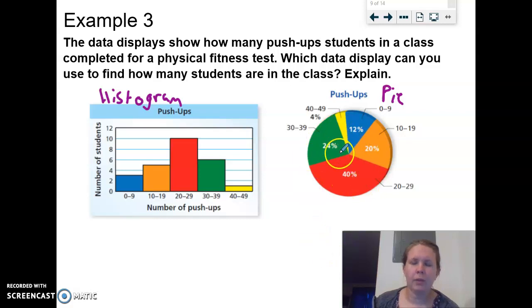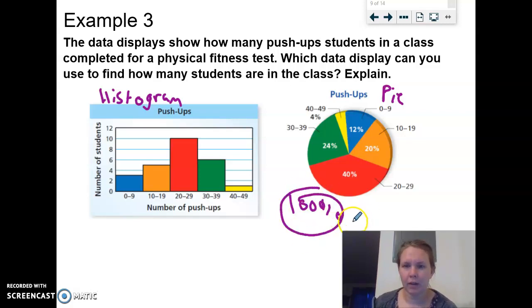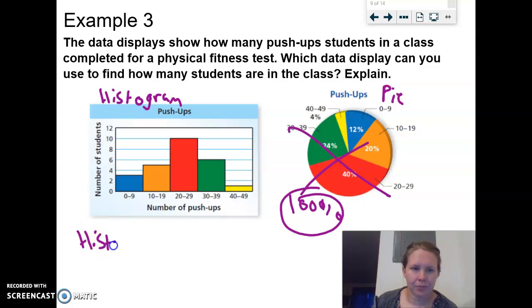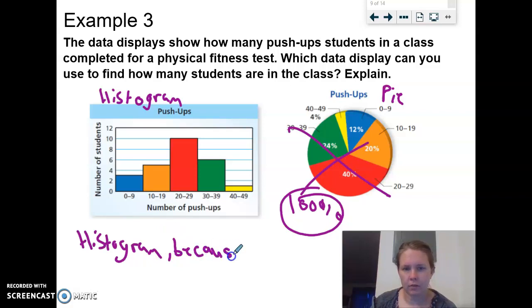A pie chart is great because, like I said, it uses percentages. But if you add all the percentages up, you're going to get 100%. That's out of the total. It's just a matter of how many people there are. And from a pie chart, I cannot determine how many people there are in the class. So my answer is that I want to use a histogram because it shows the frequencies.